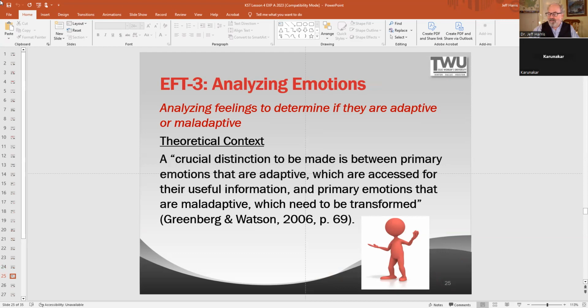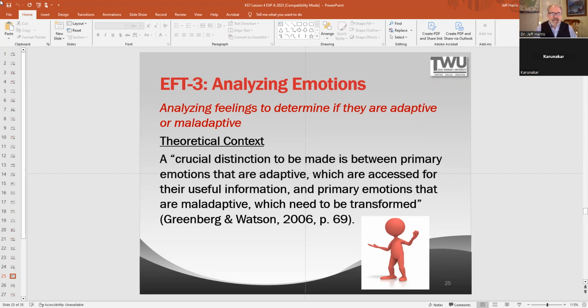Okay, so now we're on to the third strategy. Analyzing emotions involves analyzing feelings to determine if they are adaptive or maladaptive. So we're back to that question of is this a good emotion or a bad emotion, which is an oversimplification. But is this a helpful way? Does this emotion help you respond to the environment in an adaptive way, or does it interfere with adaptation?